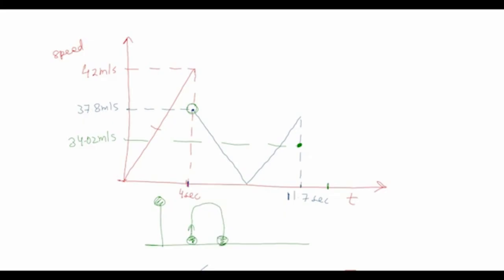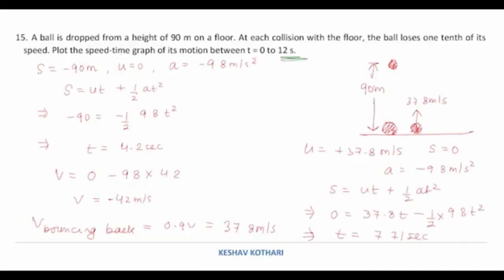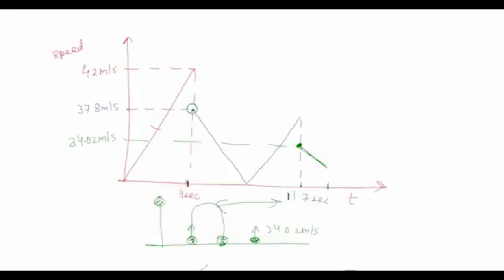So this duration is this part where it is 11.7 seconds, and then it again impacts with the ground and rises back with a speed of 34.02 meter per second. And again its speed will go on decreasing till it again reaches the highest point, and again it will come back to the ground and again loses 10% of its speed. So since the question is asking us to restrict ourselves to 12 seconds, this is how the nature of the graph is going to look like.